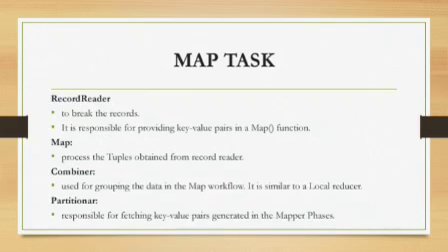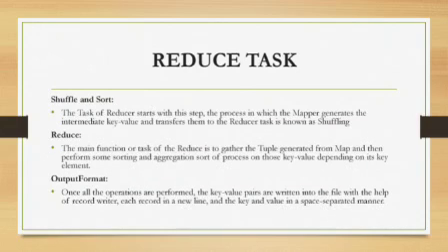Okay, after the map task, now we are going to see the reduce task. In the reduce task, there are three components, namely shuffle and sort, reduce, and output format. Okay, let me go through shuffle and sort.